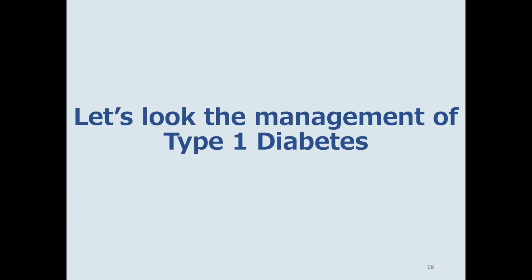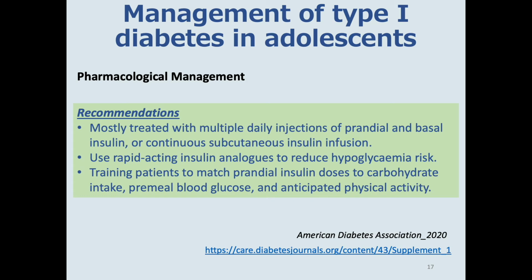Let's look at the management guidelines of type 1 diabetes before we move forward to look at the management given by the doctor. American Diabetes Association guidelines will give you the evidence-based guidelines which help you to come to a management plan. So it has basically 3 aspects we will look at, that is pharmacological management, nutrition and physical activity. So first thing is pharmacological management.